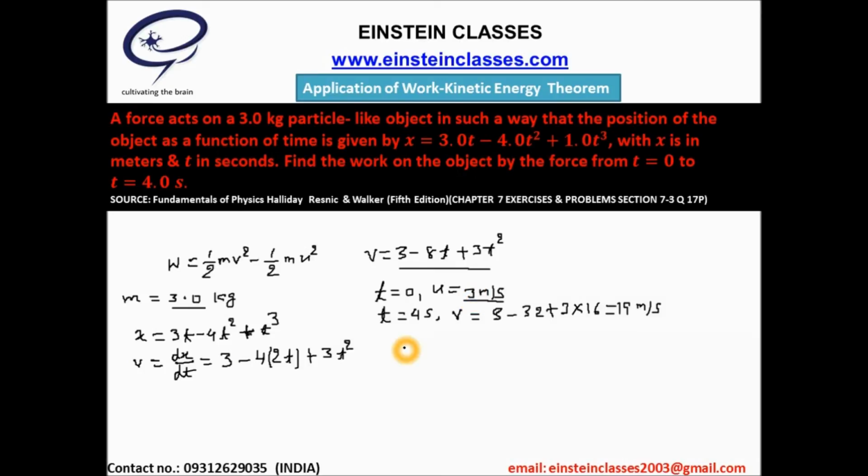Then you can get the value of work performed, and the work W will be equal to half 3 kg into 19 square minus half, once again 3 kg and 3 square. After some basic calculation you will get the value of 528 joule for the work done by the force F acting on the object. By keeping in mind the concept of significant figures, because the final answer must contain two significant figures, that's why we have rounded off this 528 joule to 530 joule.